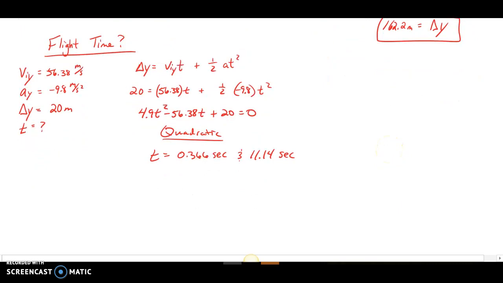You might be wondering, why do we have two positive answers here? Well, this thing is going in a parabolic trajectory, so the 0.3 seconds is the time that it's 20 meters up on the way up. 11.14 seconds is when it's at 20 meters on the way down. Okay, it's a parabola, so it's going to be at 20 meters twice.